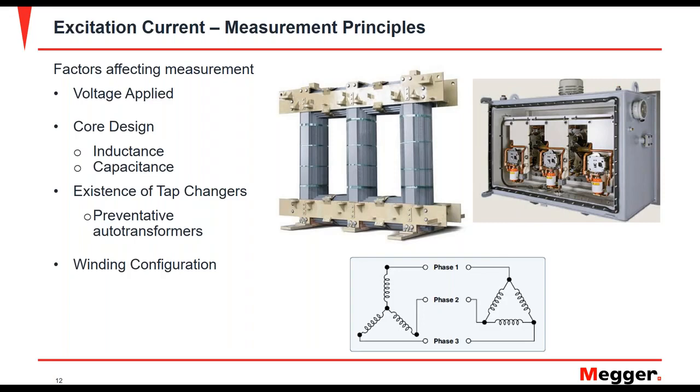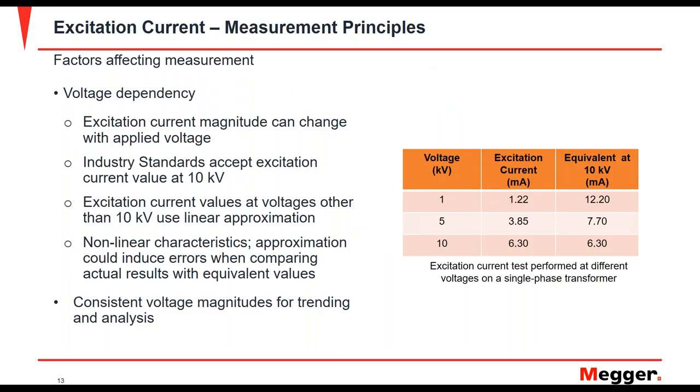So depending on whether it's a Y winding or a delta winding, you will see different patterns of excitation current. And we will discuss these factors in more detail as we go forward. So first, let's look at the voltage dependency section. Excitation current magnitude can change with the applied voltage.